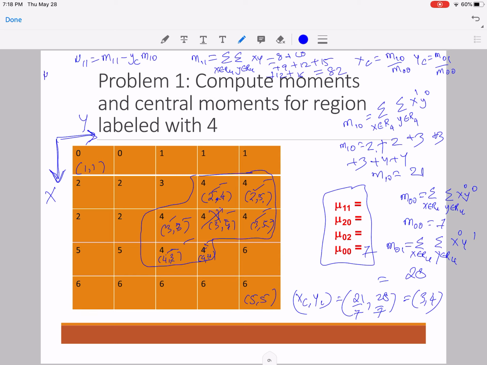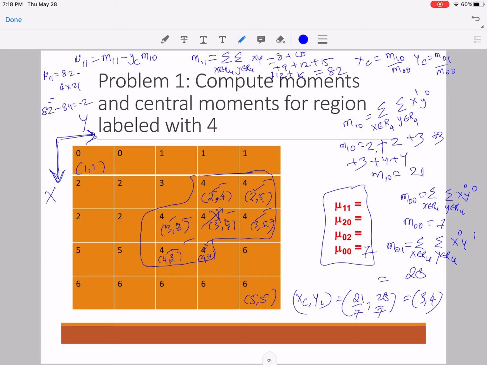So mu11 is 82 minus yc, which is 4, times m10, which is 21. So that gives me 82 minus 84, which is equal to negative 2.